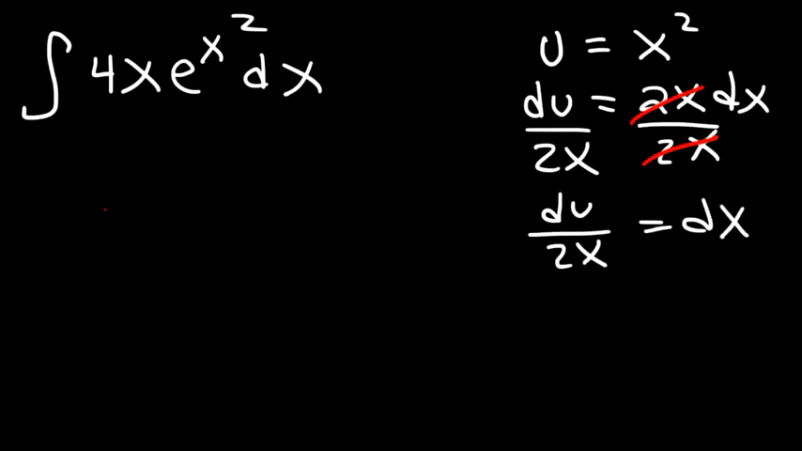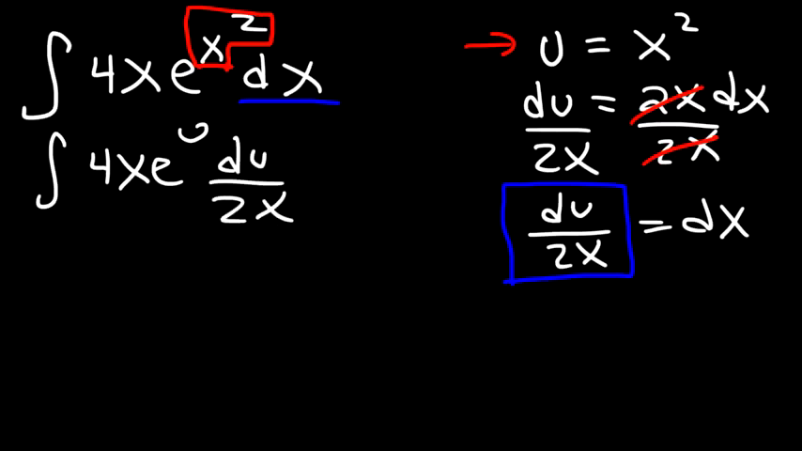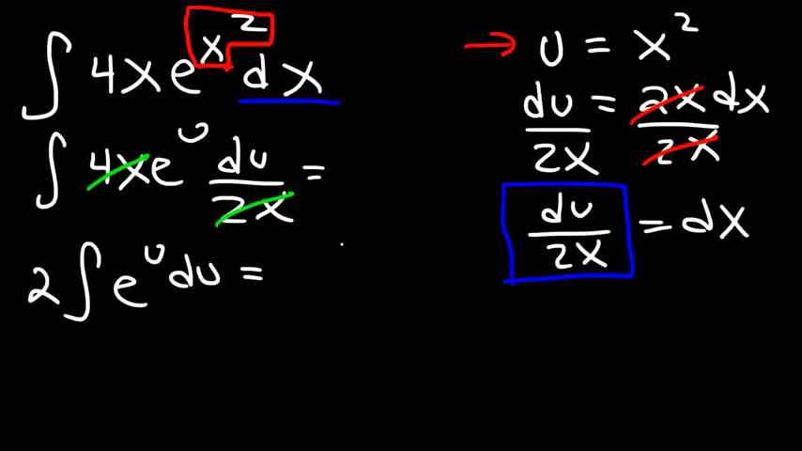Just like we did before, let's replace x squared with the u variable, and let's replace dx with du over 2x. So this is going to be integral 4x e to the u times du over 2x. Now we can cancel these two. 4x divided by 2x is 2. And let's move the 2 to the front. So it's 2 integral e to the u du, which is equal to 2 e to the u plus c.